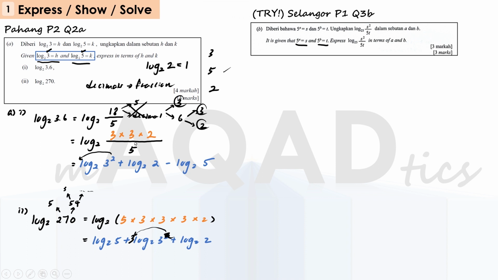Now, according to the equations that they give, we need to change this log base 2 of 3 to h, and log base 2 of 5 to k. So it will be something like this. Now I will pause a few seconds to let you all try out the Selangor question.